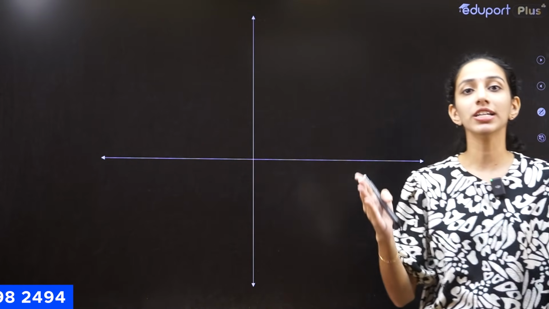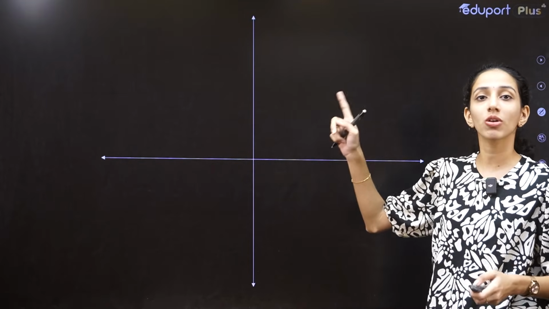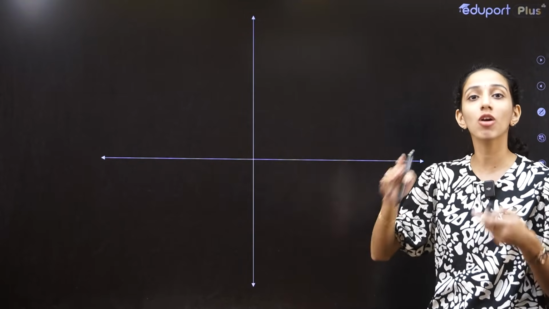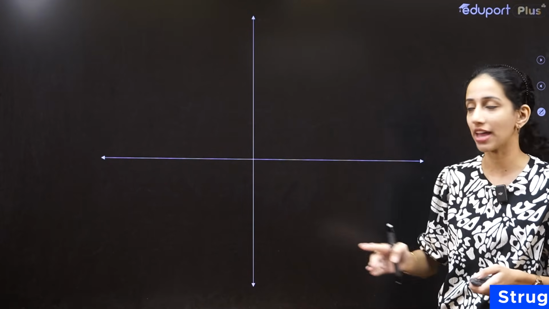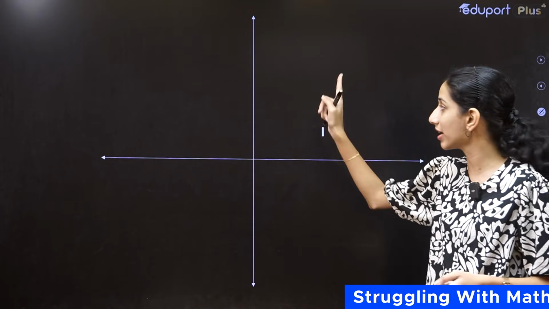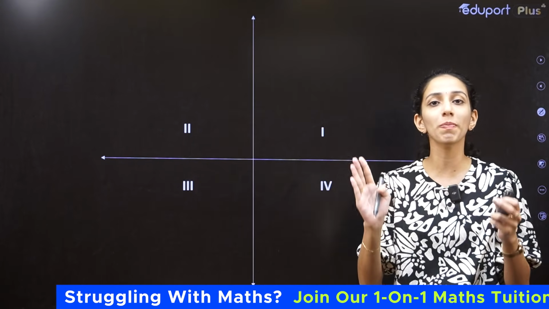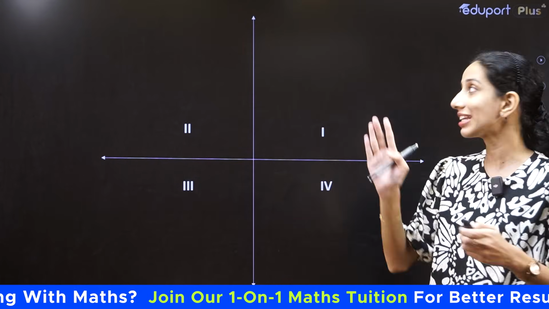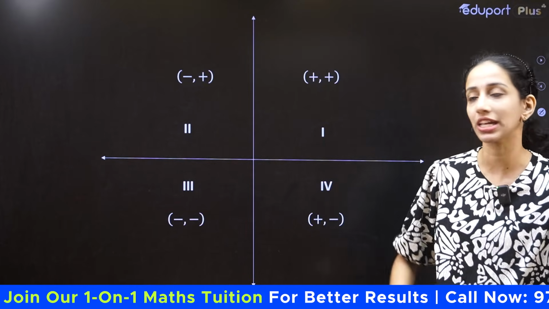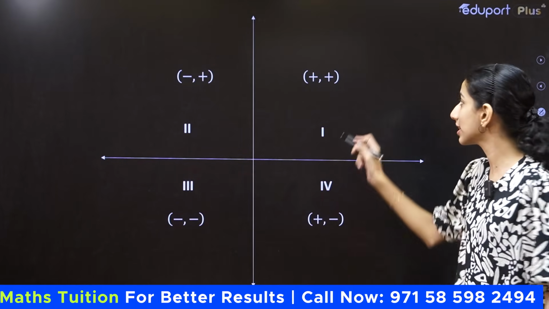Then we already learned what the quadrants of an XY plane are. How many quadrants does an XY plane have? Here we have first quadrant, second quadrant, third quadrant and fourth quadrant. So an XY plane has 4 quadrants and each quadrant has a speciality. Here is the speciality. What does it mean?